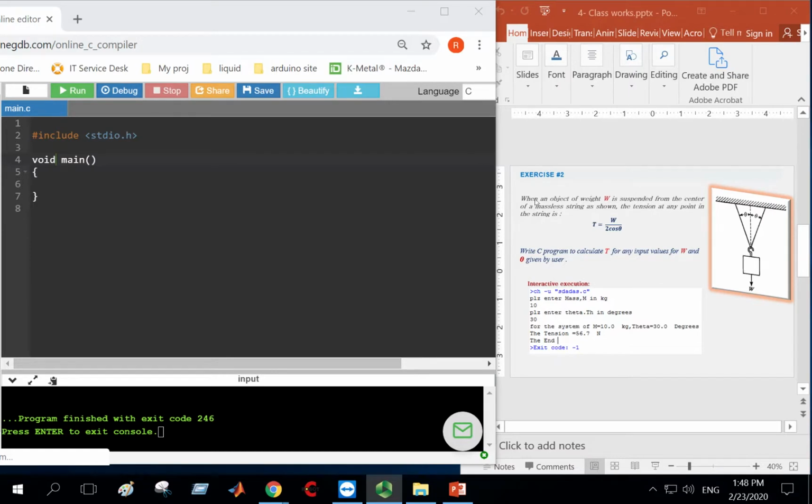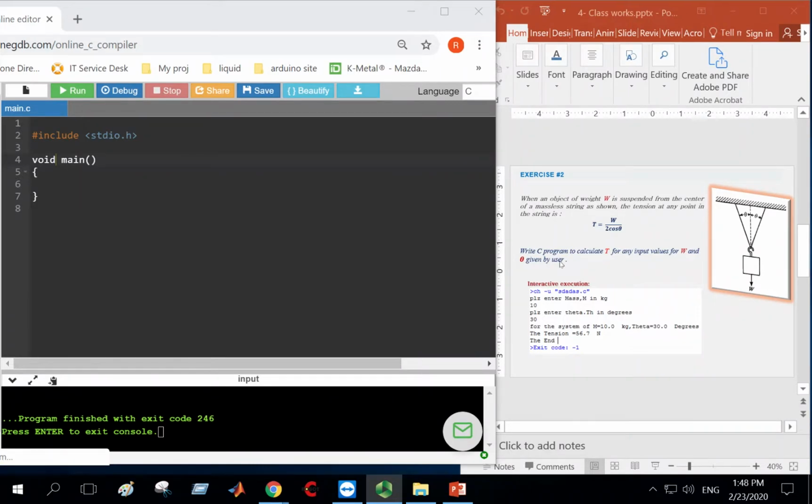The exercise is that when an object of a weight W is suspended from the center of a massless string, as shown here, the tension at any point in the string, the tension here or here, T equals W divided by 2 cosine theta. Write a C program to calculate the tension for any input values for W and theta given by the user.